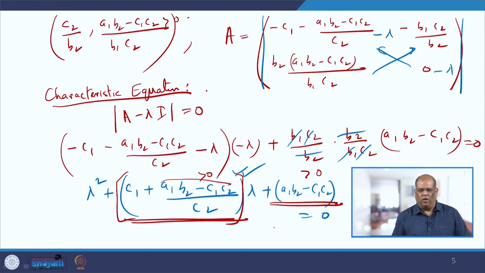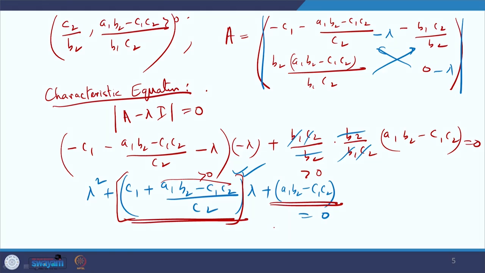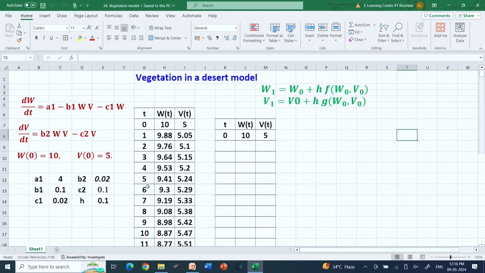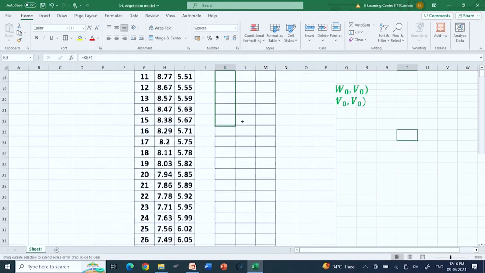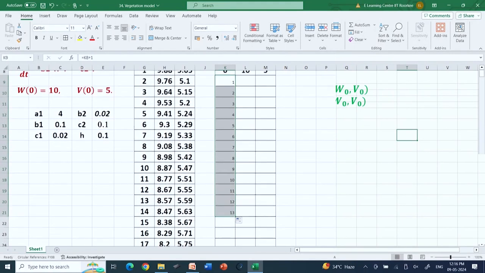Now, let's solve this model numerically, for which we will be using Microsoft Excel, and let's see how this model behaves. You can see that this is the equation. The initial condition will be the water source is 10 units, the vegetation is 5 units, and these are the A1, B1, A2, B2, C1 and the value of H. To calculate this, I put this equal to this plus 1 and I drag this.